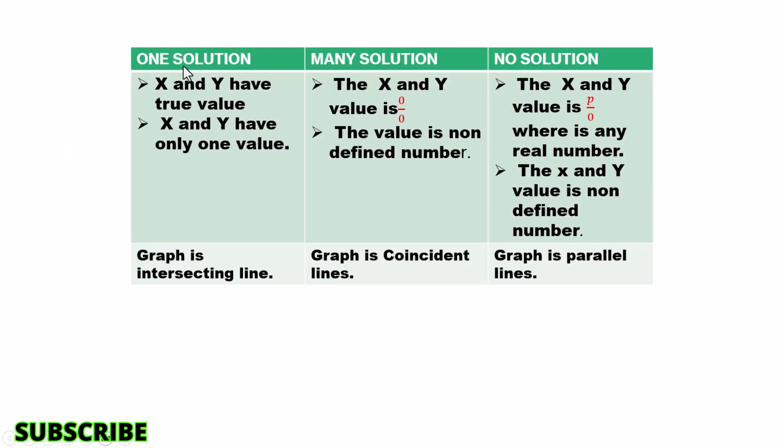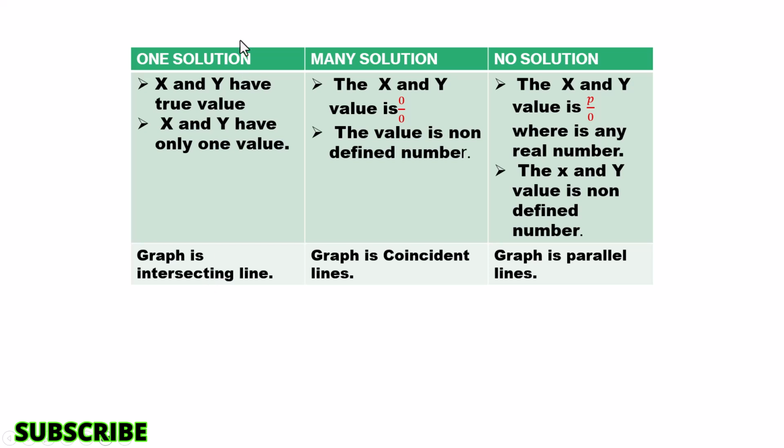Next, the conclusion: one solution, many solutions and no solution. In one solution, x and y have only one value each. In many solutions, the x and y value is 0 by 0, both numerator and denominator are 0, and the value is a non-defined number. In no solution, the x and y value is p upon 0, where p is any real number. The x and y value is a non-defined number.